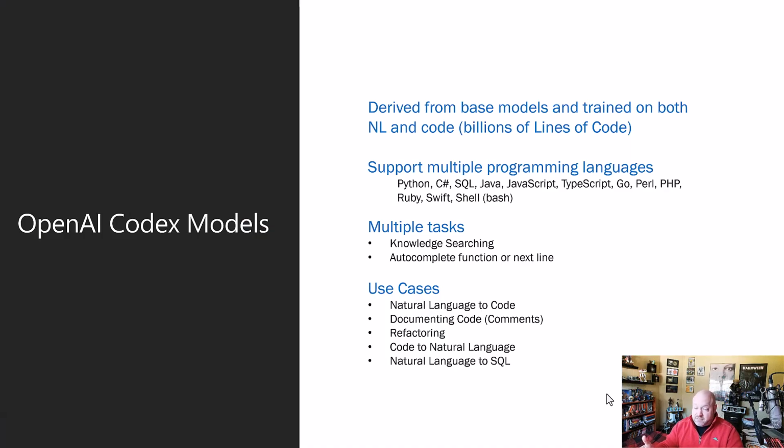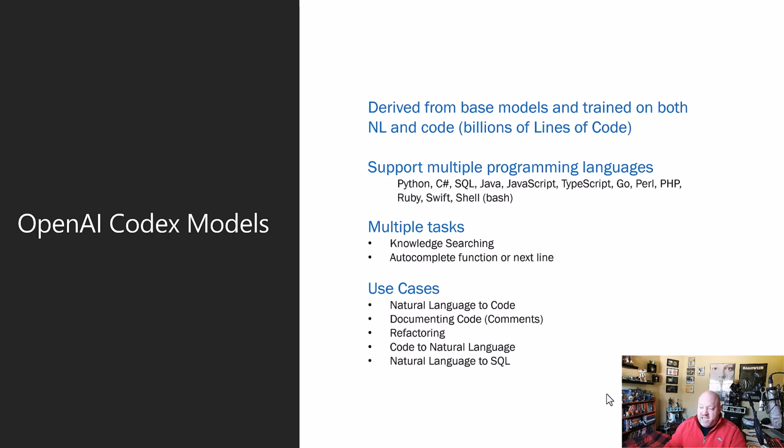Now, with Codex, I wanted to dive into this a little bit more deeply. They are derived from base models and trained on both natural language as well as code. Billions of lines of code. Again, public-facing code. So, as I mentioned, code from GitHub, code from Stack Overflow, and many other sources, I'm sure. It supports multiple programming languages. You can see the entire list there. I'm not going to read them all off to you. They provide multiple tasks, knowledge searching, auto-completion functions.